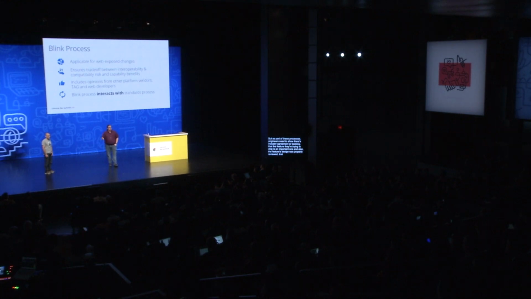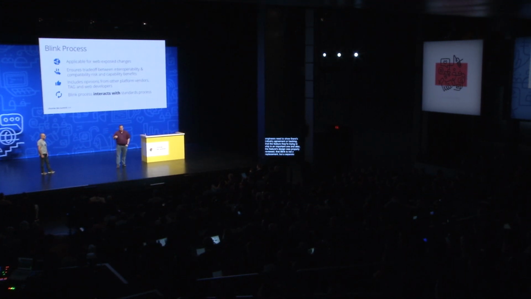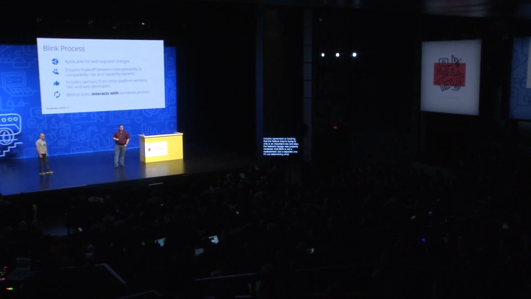But as part of these processes, engineers need to show that there's industry agreement or backing, that the feature they're trying to ship is an important one, and also that the feature's design was properly reviewed. That Blink process is not a replacement for the standards process, but a separate one. And it's not determining what gets standardized, but what code can land in Chromium turned on by default.